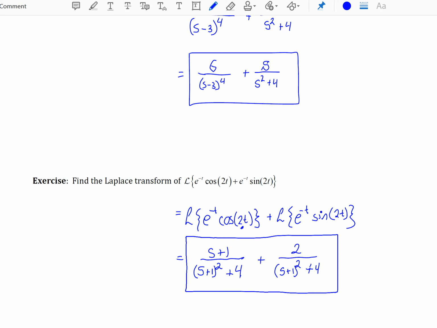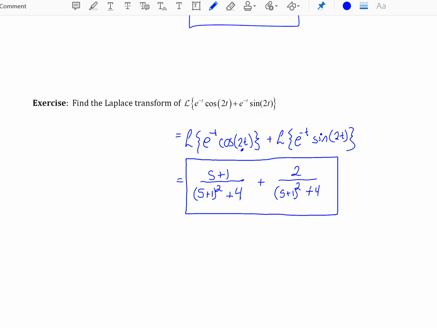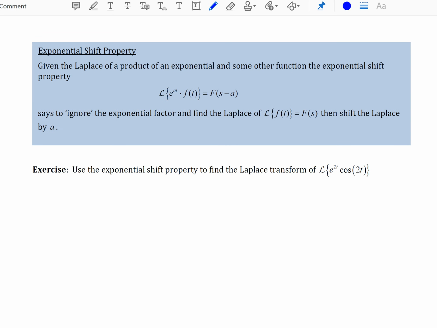Okay, let's add a little bit more theory that might help us with some of our Laplace transforms. The next piece of theory I'd like to give you is referred to as the exponential shift property. This says if you're given the Laplace of a product of an exponential and some other function, so any other function f of t times an exponential, the exponential shift property says ignore the exponential factor and just find the Laplace of f of t. This will give you your function in the s domain. Then shift that Laplace by a factor of a. So find the Laplace of f of t, ignoring the exponential part, and then shift it by whatever your exponent is on the exponential.